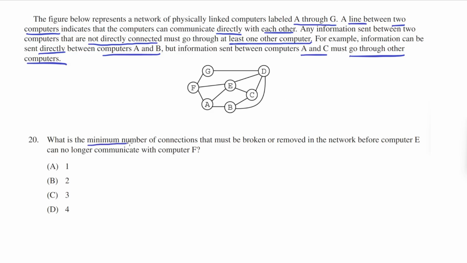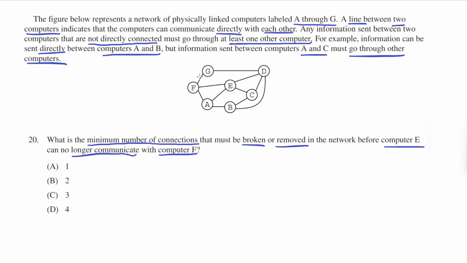What is the minimum number of connections that must be broken or removed in the network before computer E can no longer communicate with computer F? So computer F is here and computer E is here. They are directly connected and indirectly connected. You can go through other computers to indirectly communicate between F and E.